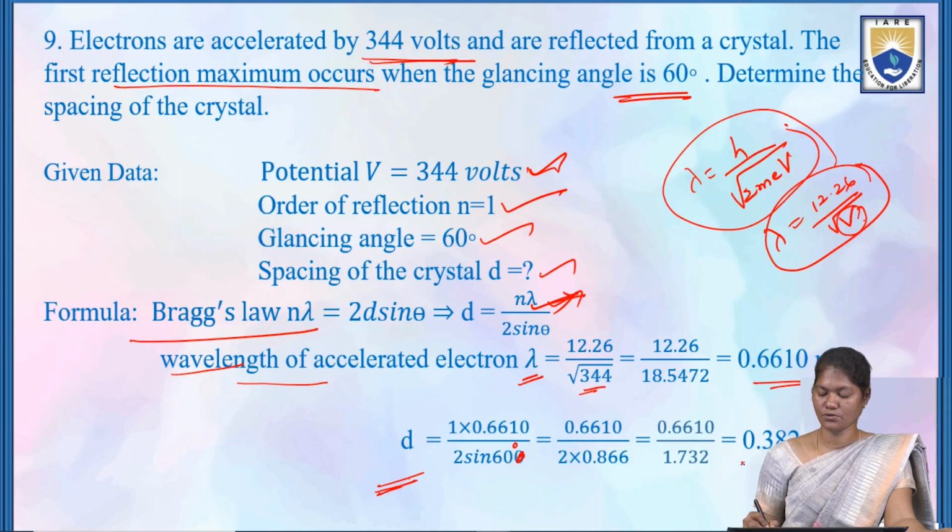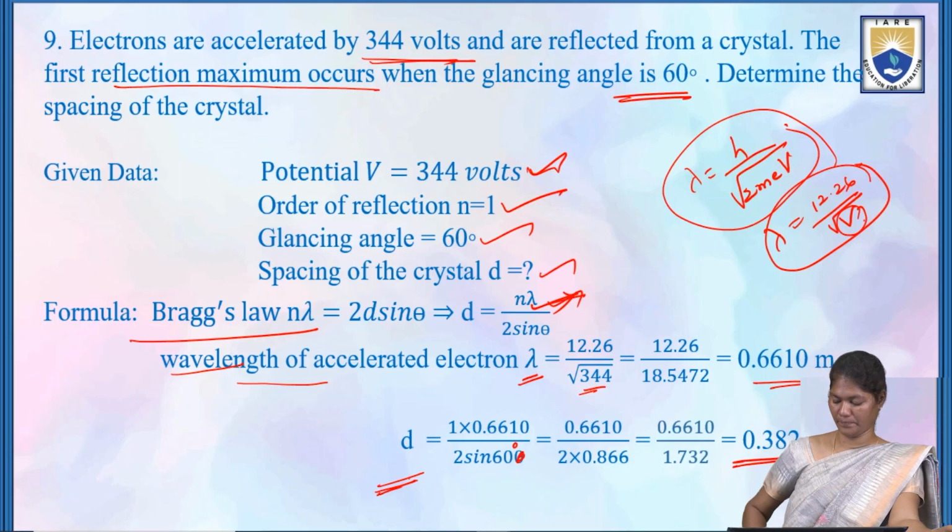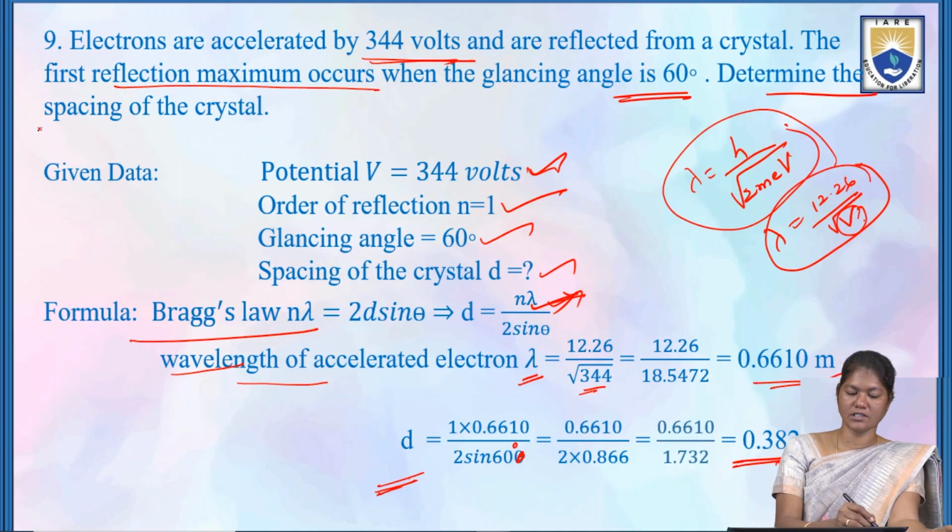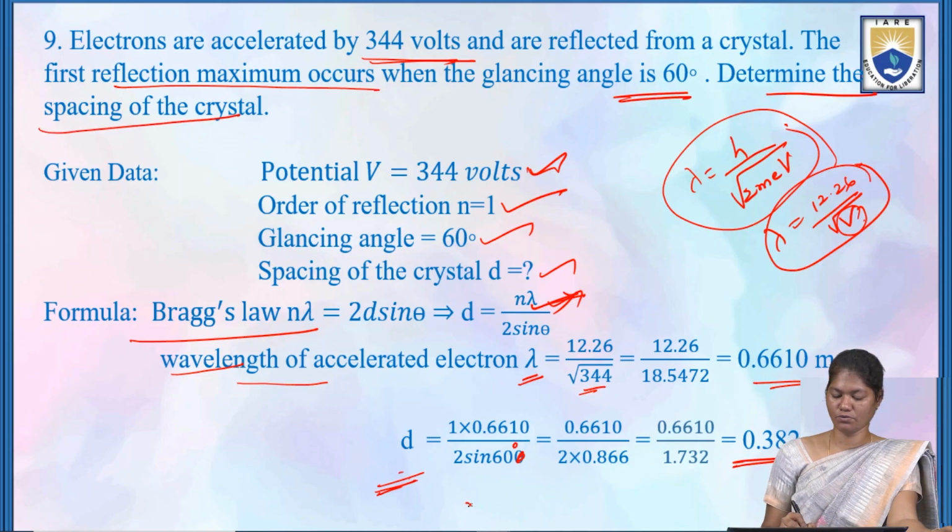So it is equal to 0.382 meters. So the spacing of the crystal d is equal to 0.382 meters.